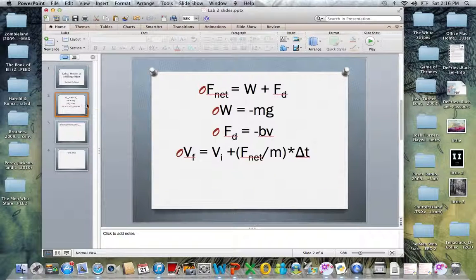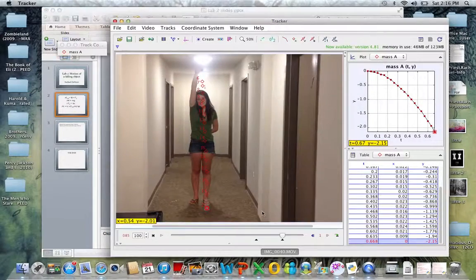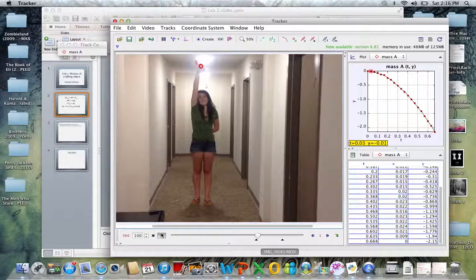We use Newton's second law to find the net force and the final and initial velocities, as we can see using these equations right here. For my experiment, I recorded a paper ball of mass 0.007 kilograms being dropped. Here's the video and the tracking of the paper ball.